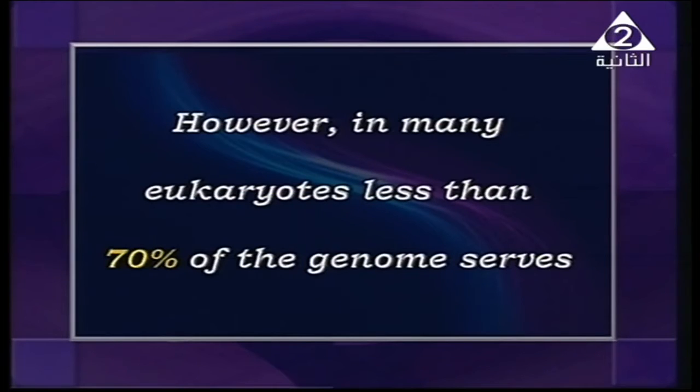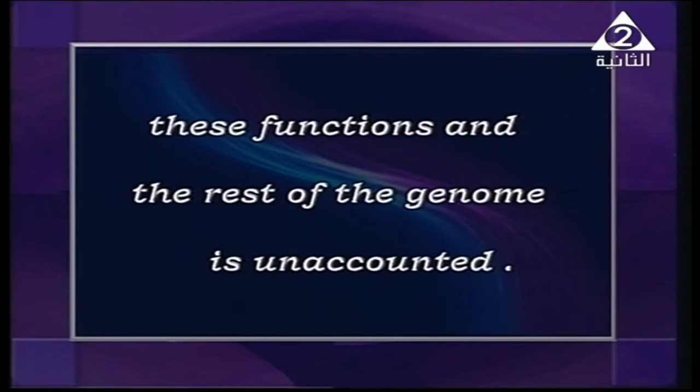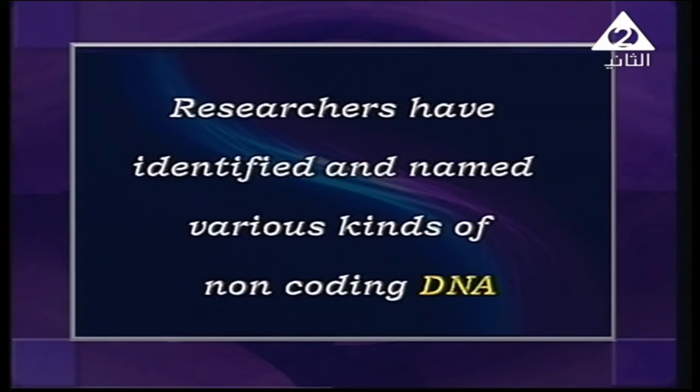However, in many eukaryotes, less than 70% of the genome serves these functions, and the rest of the genome is unaccounted for. The researchers also found and gave names to various kinds of non-coding DNA. Non-coding means we have not found a distinctive function for this part of the DNA.